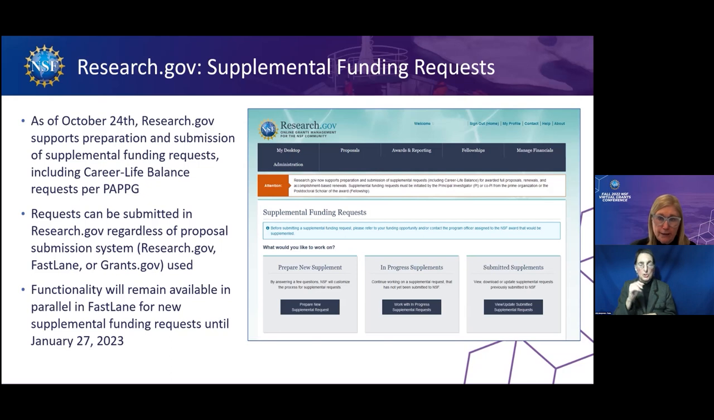We do have a demo site that is incredibly useful in getting yourself ready to use research.gov. And so a demo site is available for the full system as well as for supplemental funding requests. You do need an NSF ID to access the site, and you will be given the PI role in the demo site. You'll be able to do everything in the demo site as in the actual site. However, you will not be able to submit the request, and changes to award data do not carry over in the actual system. Next slide, please.